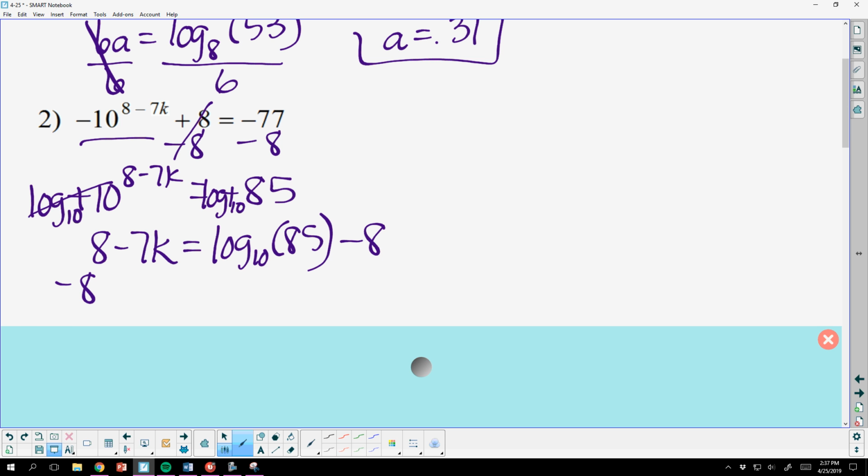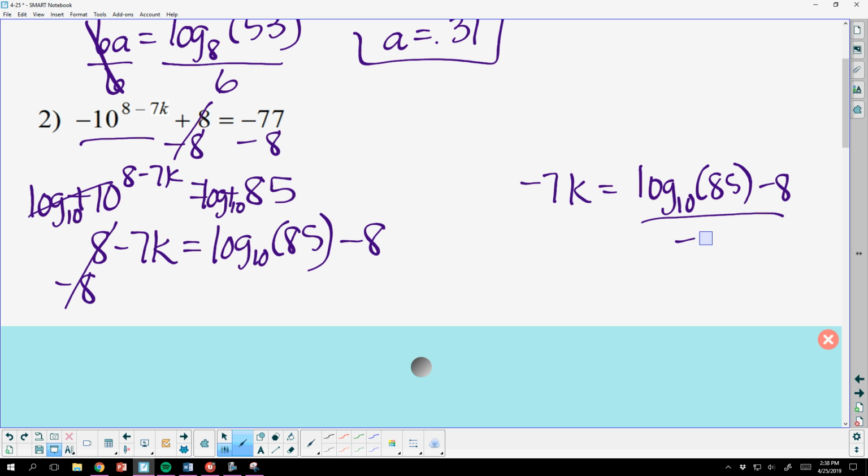Notice when I subtract the 8, it's not part of the logarithm. It goes after the logarithm, okay? That's why I only wrote the 85 in the parentheses. And then we'll have negative 7k equals the log base 10 of 85 minus the 8. So the last step is to do what? Yep, divide both sides by negative 7.